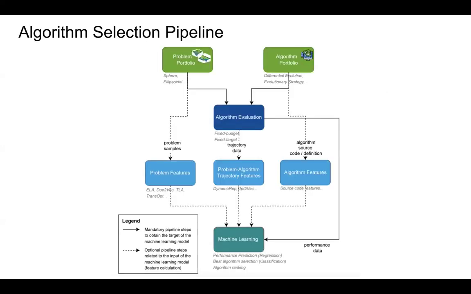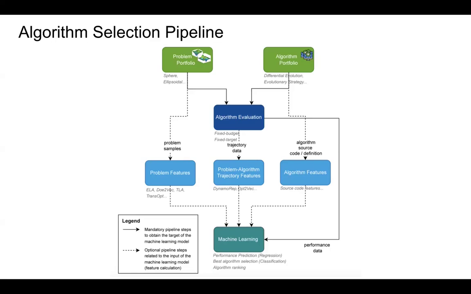The way we typically establish our experiments, or this algorithm selection pipeline, is in several steps. We first have the problem portfolio, also called the benchmark. It is the set of problems that we are considering, for which we want to find an optimal algorithm. In our case, some problems are like the sphere, ellipsoid or Rastrigin function. Then we have the algorithm portfolio, or the set of algorithms from which we want to choose the most suitable one to solve a given problem. Some examples include differential evolution, particle swarm optimization, etc.